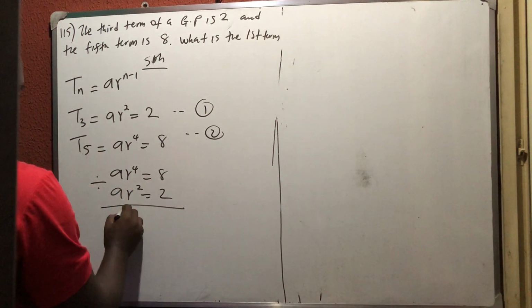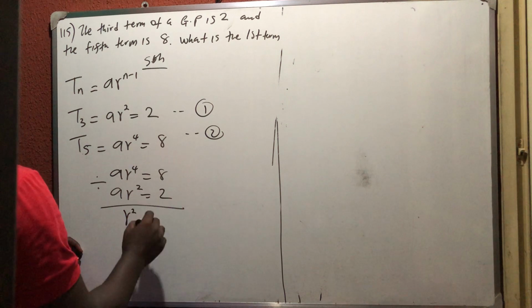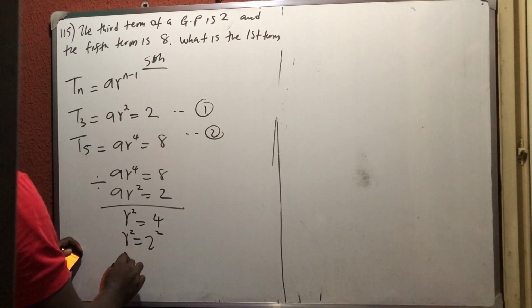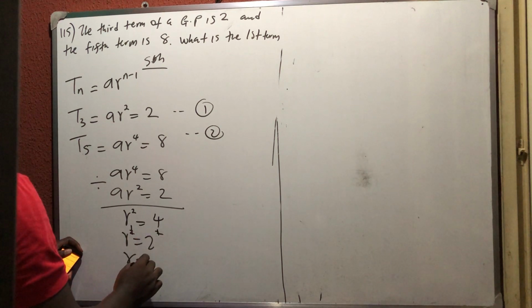This divided by this will give you r raised to power 2 is equal to... this divided by this is what? 4. So r raised to power 2 is equal to 2 raised to power 2. So r is equal to what? r is equal to 2.